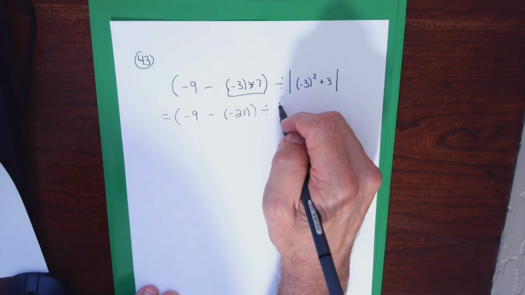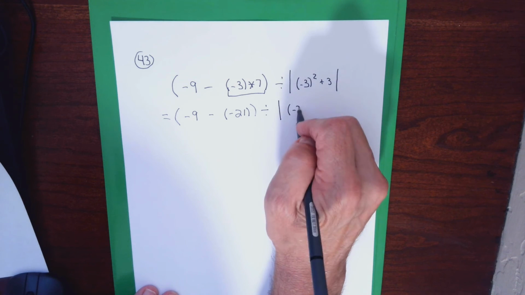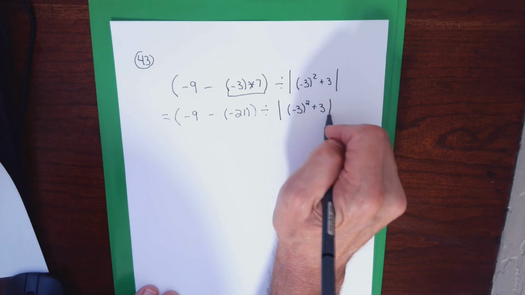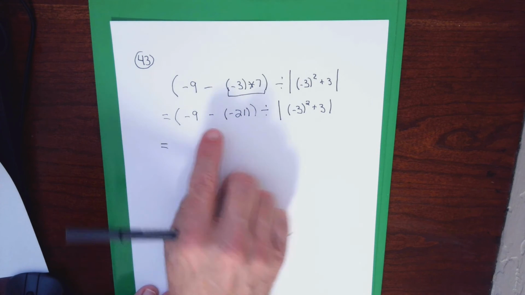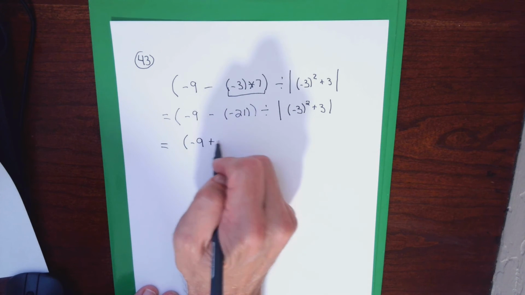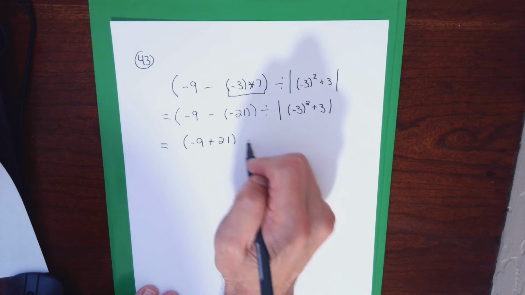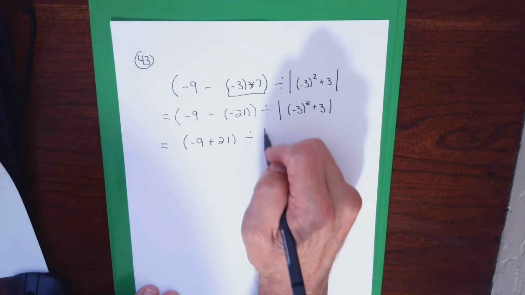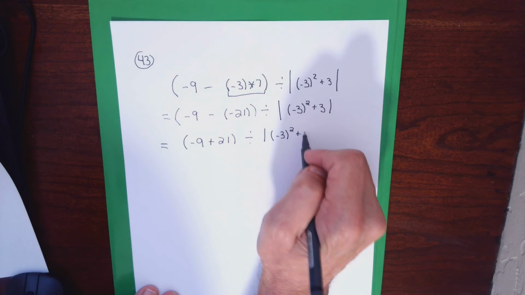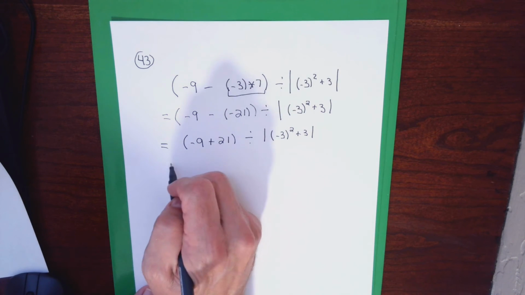I could start working on the absolute value. That would probably be smart, but I'm just trying to do one step at a time to make it followable. Now the double negative inside the first parentheses I can make positive. And again, I can work on this absolute value now if I care to, but I'm just holding off.